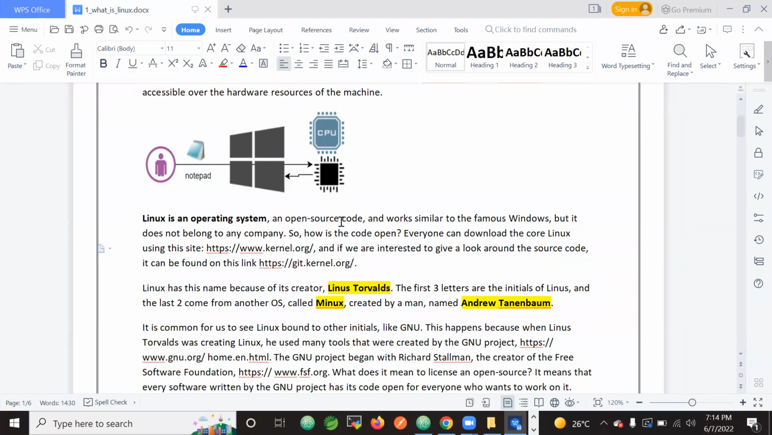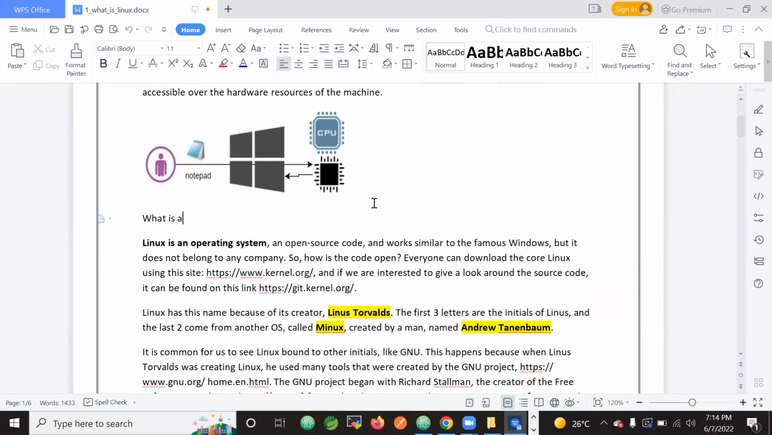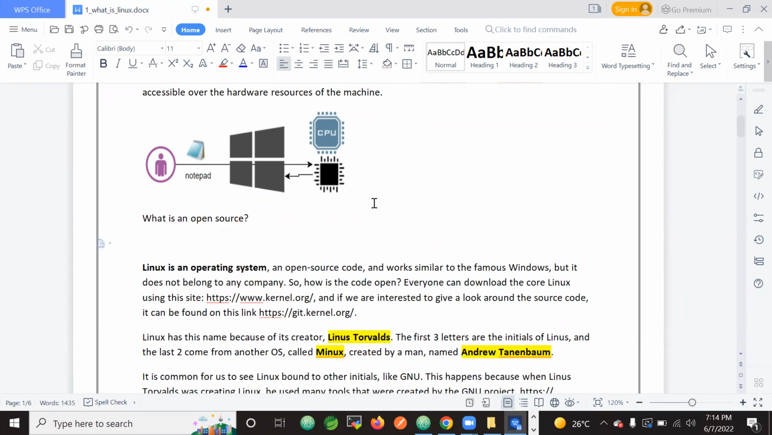What is open source? Open source means that the source code of any software is downloadable and modifiable. I repeat, if the source code of any software is downloadable and modifiable, then that is called open source. So let us write here: what is an open source?